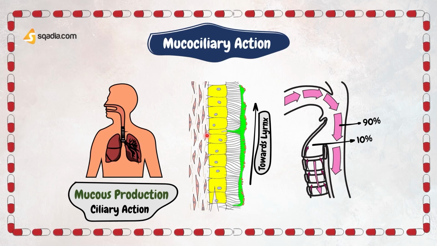Inhaled medications can also interfere with mucociliary action if they are not used correctly. For example, as we have discussed previously, if an inhaler is not used properly, the medication may not be deposited correctly in the airways and may not interact effectively with the mucus layer. This can reduce the effectiveness of the medication and may impair mucociliary action.